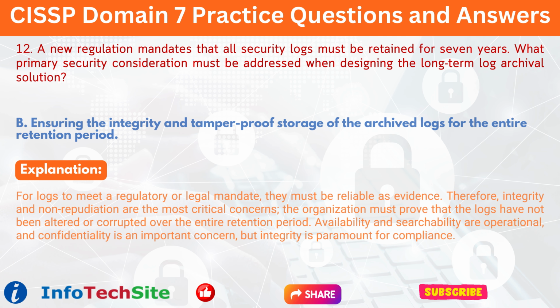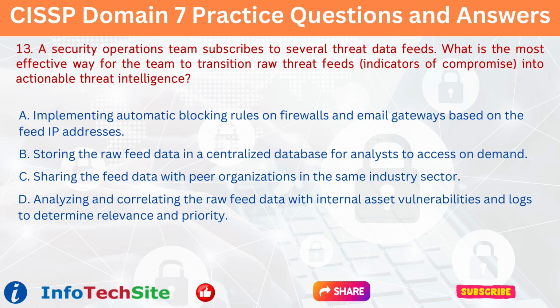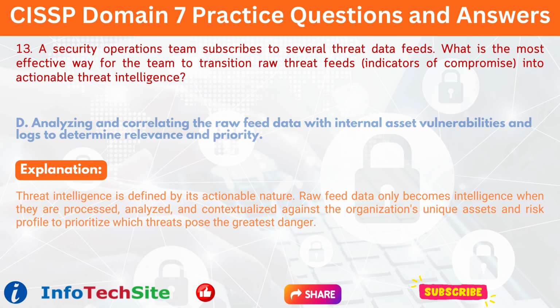B. Storing the raw feed data in a centralized database for analysts to access on demand. C. Sharing the feed data with peer organizations in the same industry sector. D. Analyzing and correlating the raw feed data with internal asset vulnerabilities and logs to determine relevance and priority. The correct answer is D. Analyzing and correlating the raw feed data with internal asset vulnerabilities and logs to determine relevance and priority.